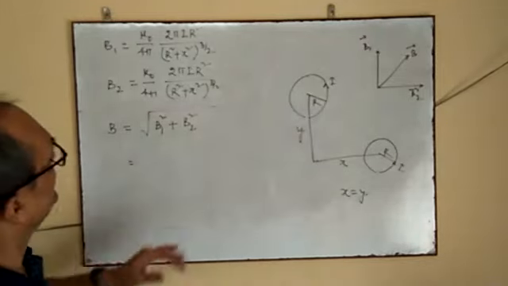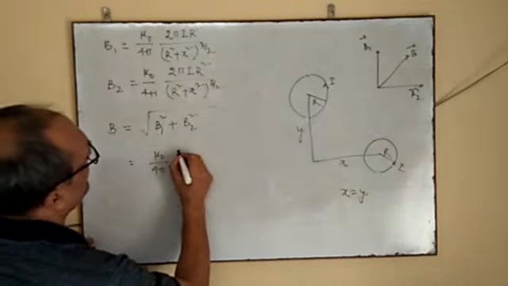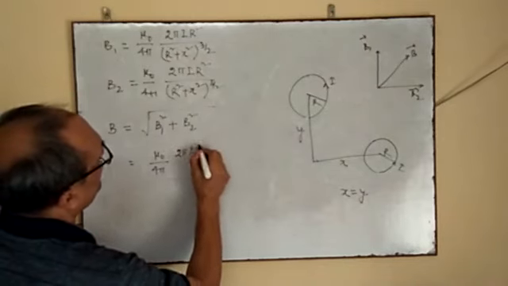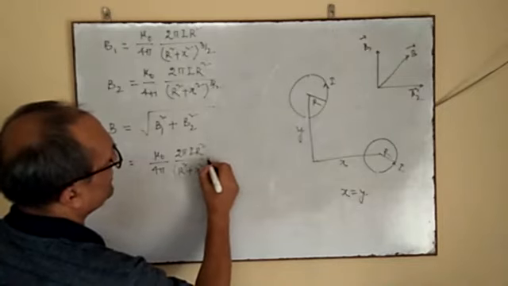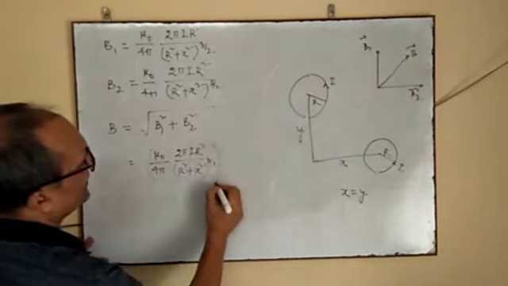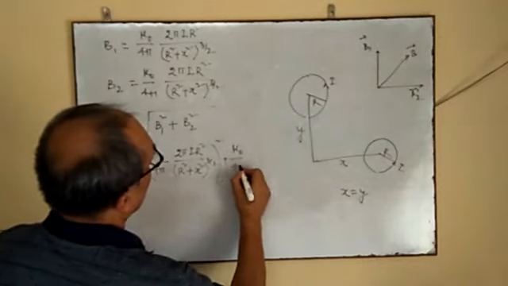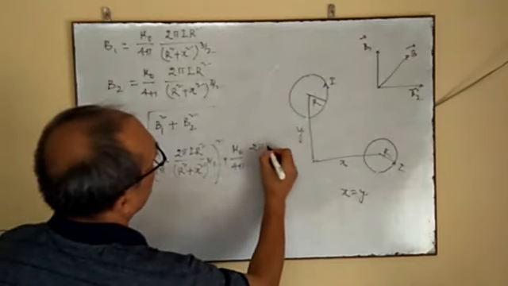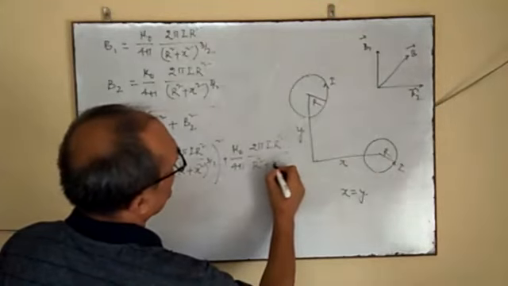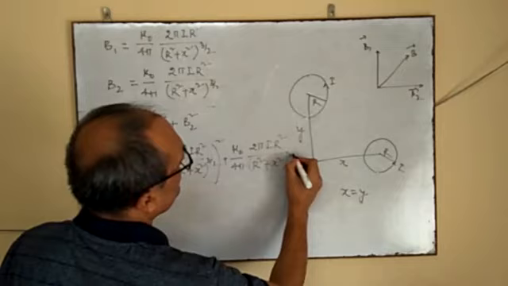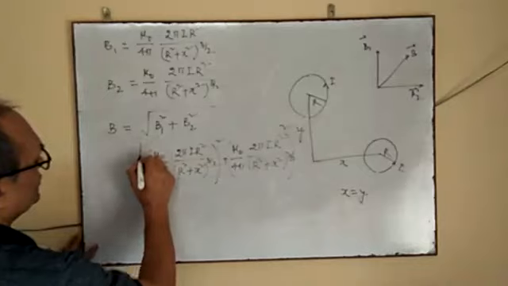So we will do the equation here. Mu naught by 4 pi, 2 pi I r square by r square plus x square, this to the power 3 by 2, whole square. Then plus mu naught by 4 pi, 2 pi I r square by r square plus x square, this to the power 3 by 2, this whole square, under root this.